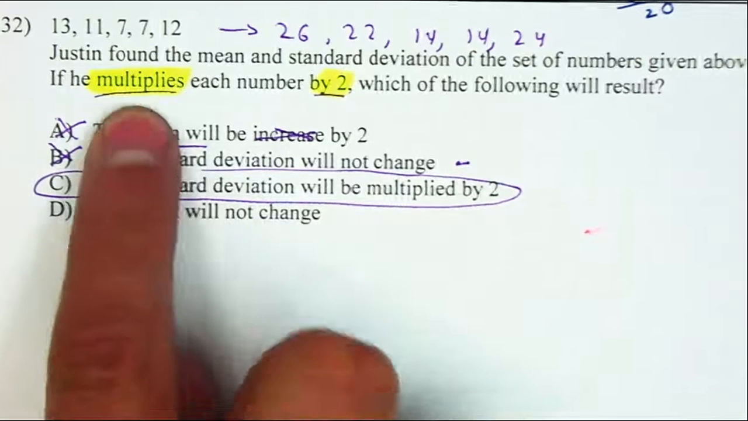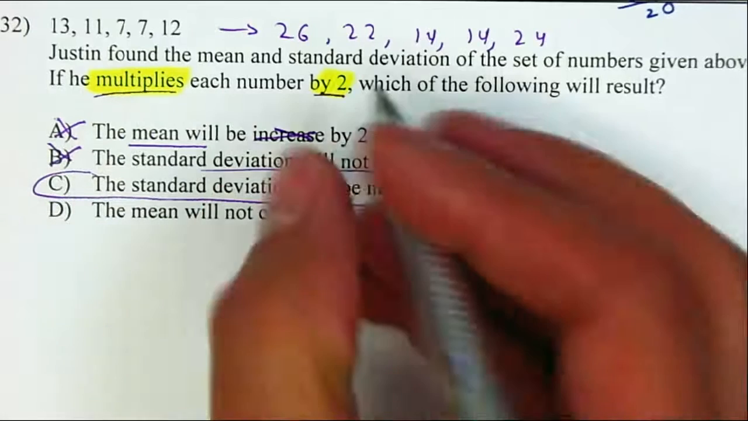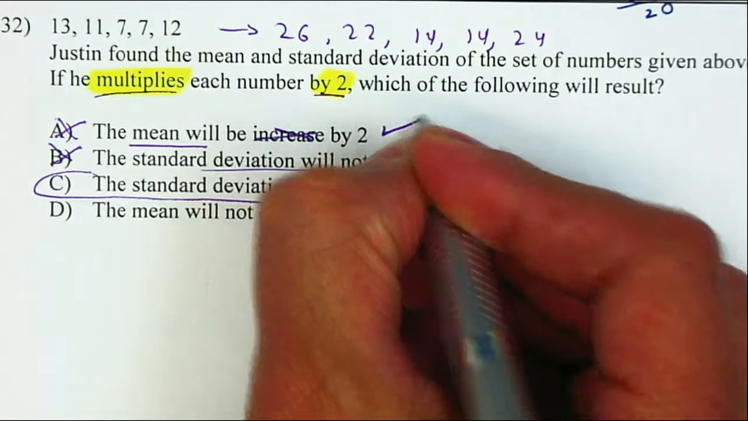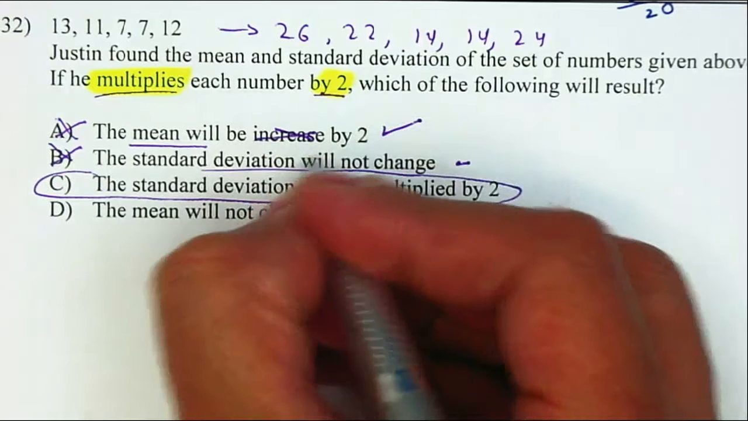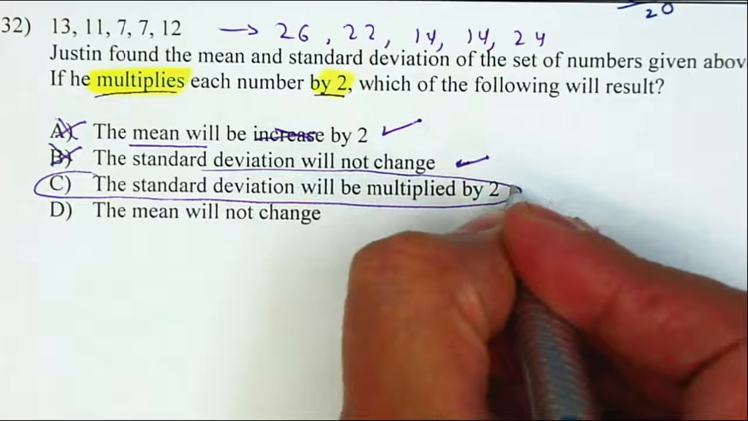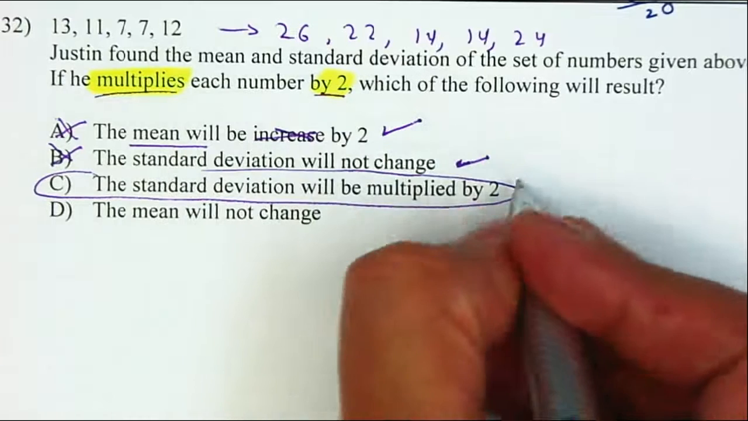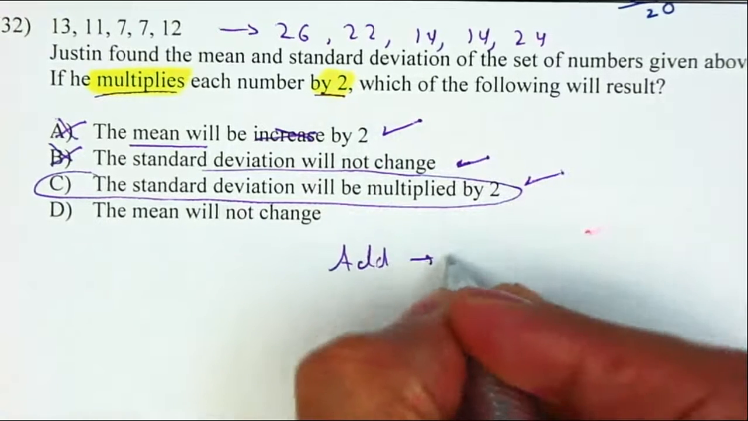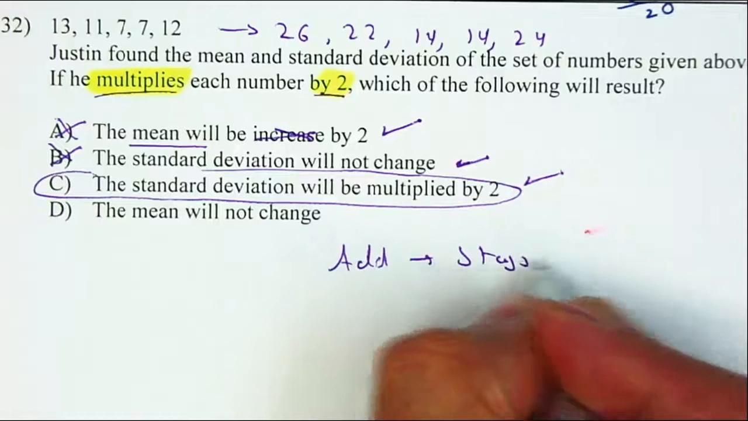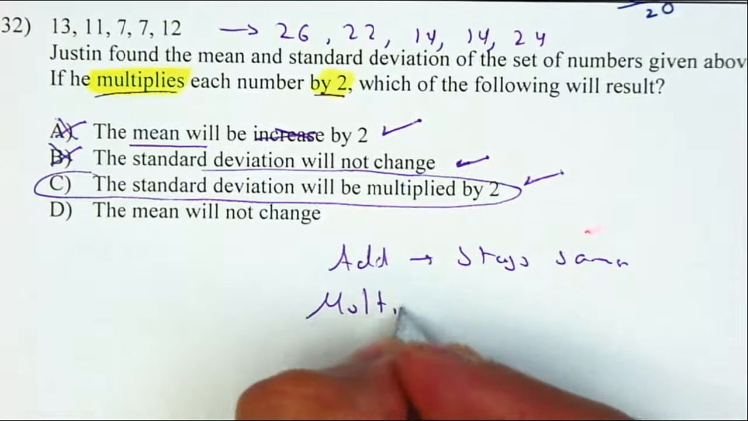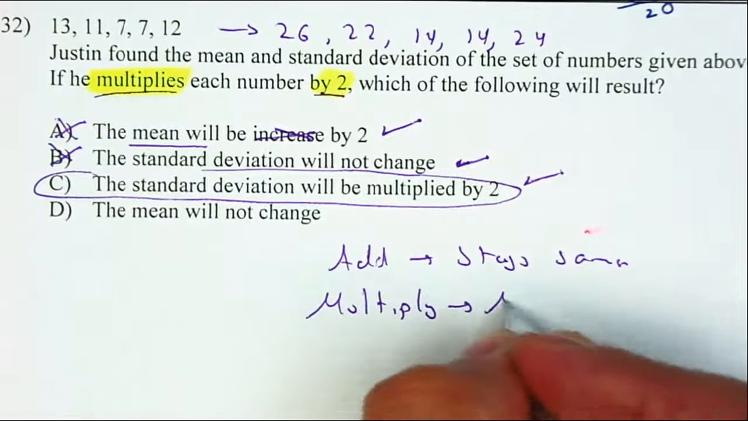Remember, whether you add or multiply, your mean will always change. Your standard deviation, if you add, will not change. But if you multiply the numbers, it will change. So add stays the same. If you multiply, it changes.